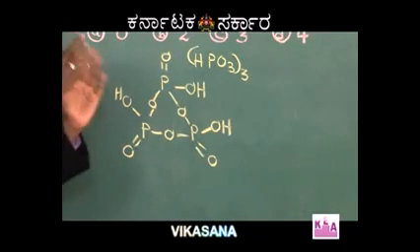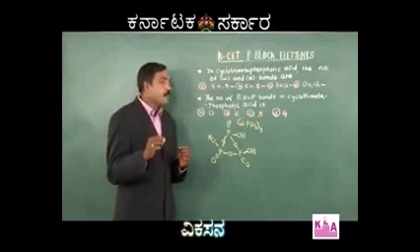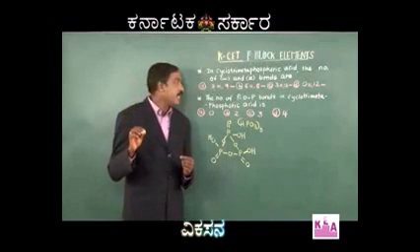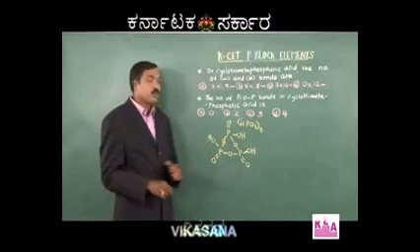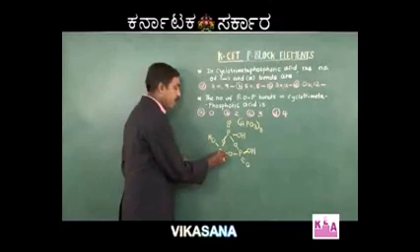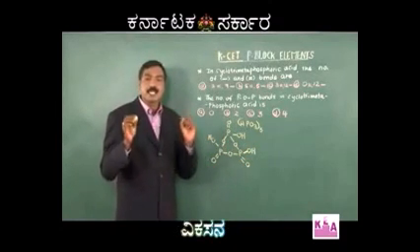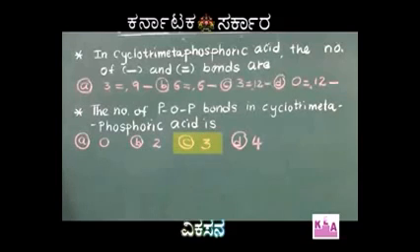If I look into these 2 questions, let me complete the later question here. The number of POP bonds in cyclotrimetaphosphoric acid, POP bond is specifying, therefore I have 1, 2 and 3. The number of POP bonds is 3. My option is option C, which has got 3 POP bonds. Hope you have understood this.